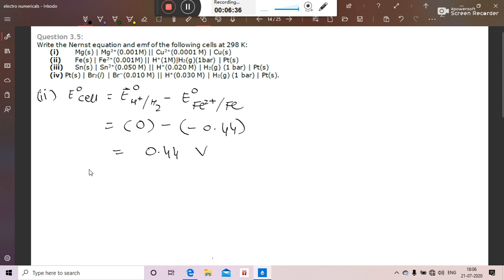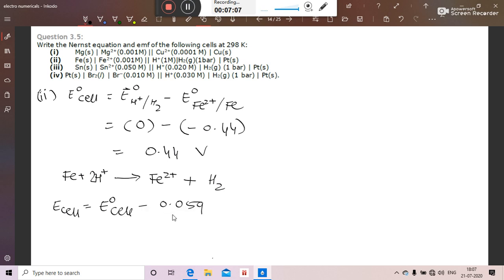Now let us write down the balanced equation. Fe undergoes oxidation to form Fe2+ and H+ ion undergoes reduction to form H2. In order to balance the hydrogen, on the left hand side we have to write 2H+. So Fe plus 2H+ gives Fe2+ plus H2. So what will be E cell? E cell equals E naught cell minus 0.059 upon n log of concentration on the right hand side upon concentration on the left hand side. Here we see that only one cation is there, Fe2+.